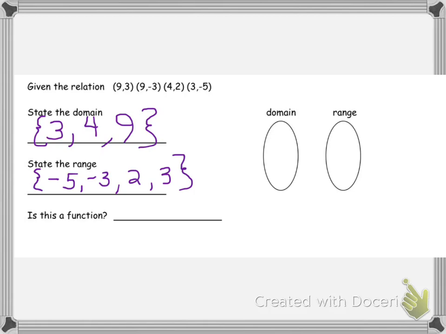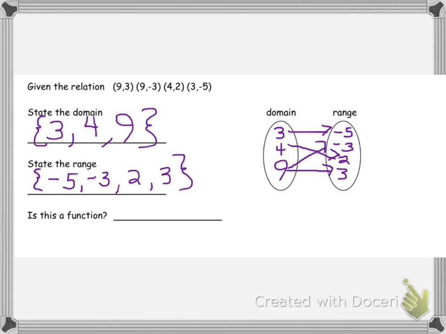I wanted to use this example to show you what a mapping looks like. With a mapping, you take the elements in the domain and list them in one of the ovals, and the elements in the range in the other oval. And then you use lines to show the correspondence between the elements in the domain and the range. For example, 9 is matched with 3 and also with -3. 4 is matched with 2 and 3 is matched with -5.